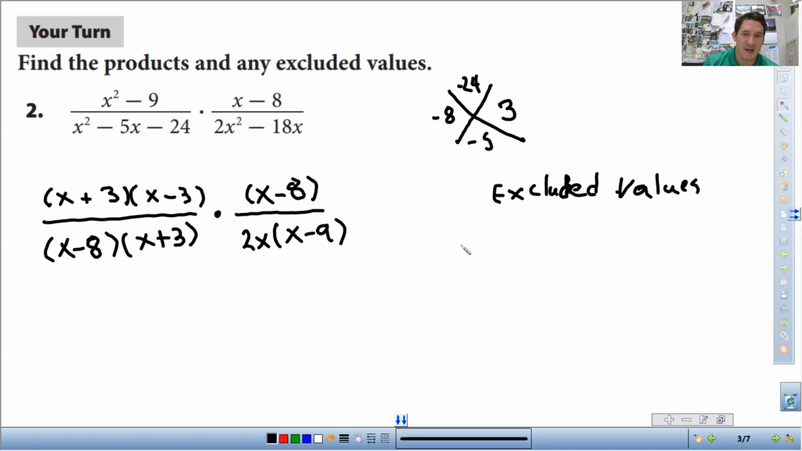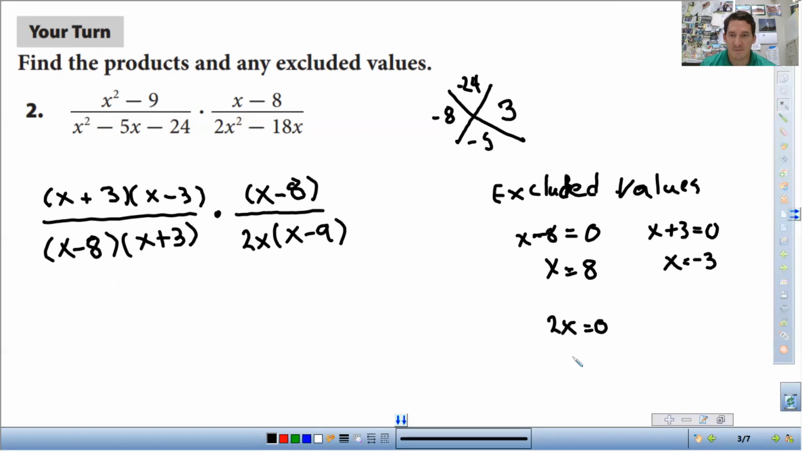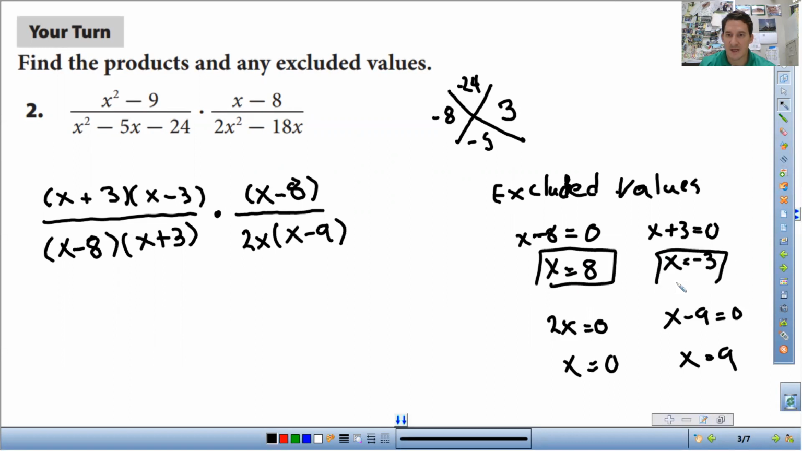So from here, x minus 8 is equal to 0. The excluded value from that would be +8. The next one we have is x plus 3 is equal to 0. So subtract 3 from both sides, the excluded value being -3. Next one, 2x is equal to 0. So you divide both sides by 2, the excluded value would be 0. And then x minus 9 is equal to 0. Add 9 on both sides, you get x equals 9. So excluded values: 8, -3, 0, 9.